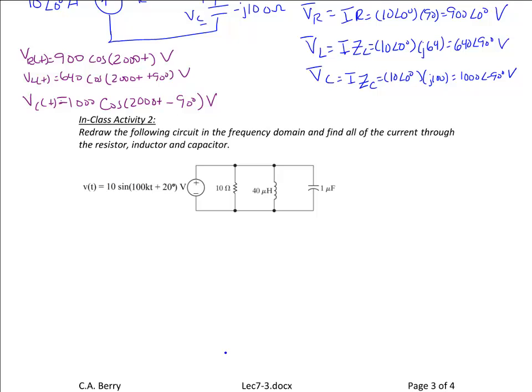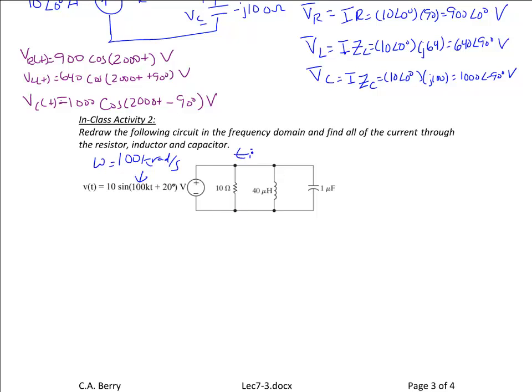Okay, let's try another example. Here I have a parallel circuit or a single node pair circuit, which means all of these elements have the same voltage. And I have a sinusoidal source. It's a voltage source, 10 sine 100,000t plus 20 degrees. So for this example, omega is equal to 100 kiloradians per second.